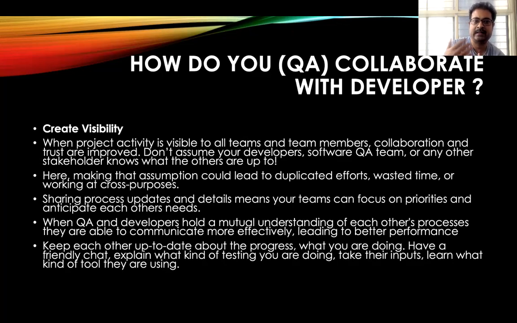When the project activity is visible to all teams and team members, collaboration and trust improves, right? So we should not assume that they will know by default, because not everything is documented. So what we do, we go for coffee with the developer, or we go to lunch and we informally discuss, and sometimes we have a formal meeting to discuss it. That way we collaborate, and this way we avoid duplicated efforts and wasted time, right? And we have the common goal, right? And that way a bond also gets built up, and we have a mutual understanding.